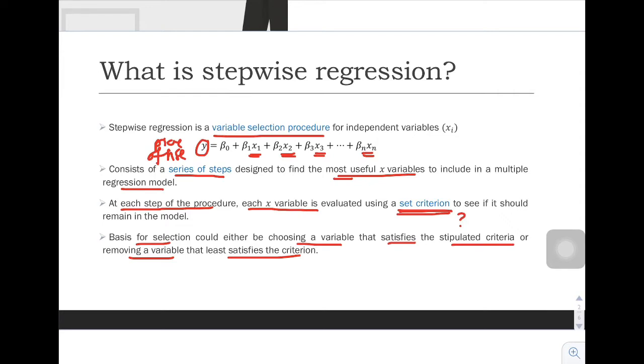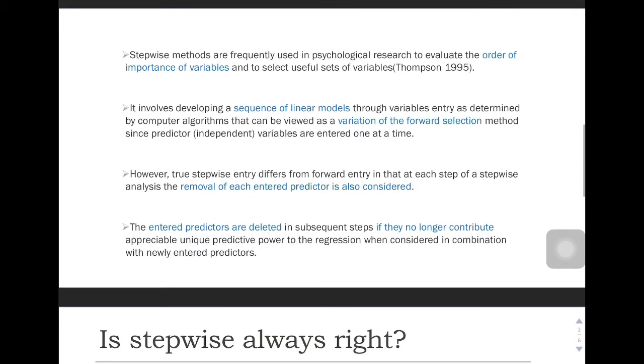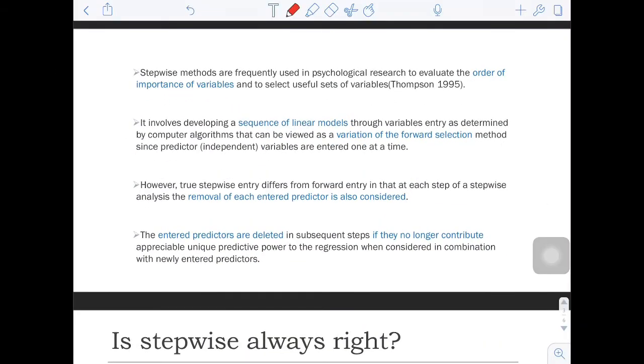If you can recall your previous lessons on forward selection and backward selection, by now you should be able to sense some differences between this stepwise regression and your forward and backward regression. As we go through, let's identify all the differences. Stepwise methods are commonly used in psychological research or educational research to evaluate the order of importance of variables and to select useful sets of variables, as stated by Thompson in 1995.